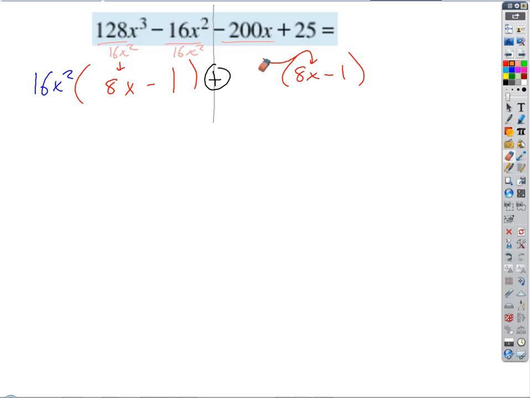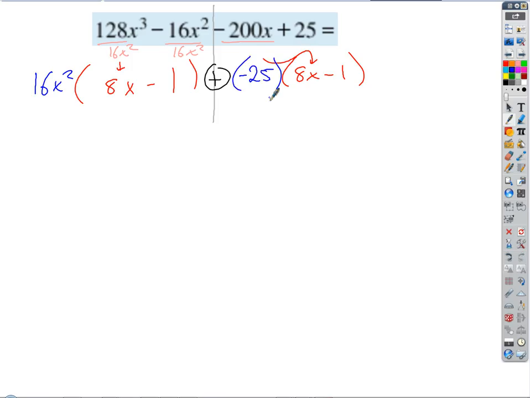Negative 8. Well, no. So what's that going to be? So negative 200 equals 8 times what? Well, I could just divide negative 200 by 8 and find out. What would it be? It's 25? Yeah. Okay, so it's going to work out to be negative 25, right?